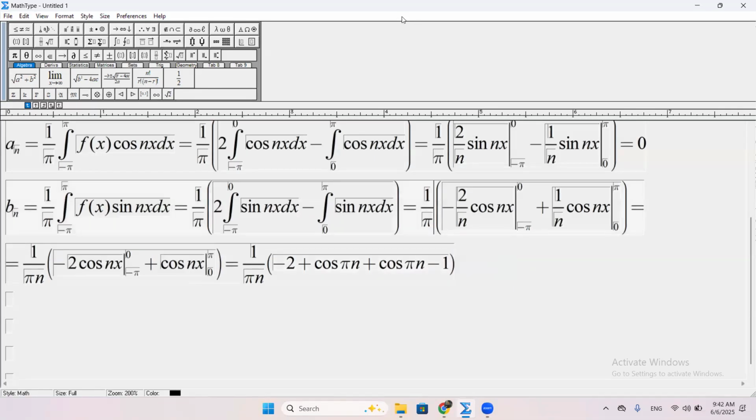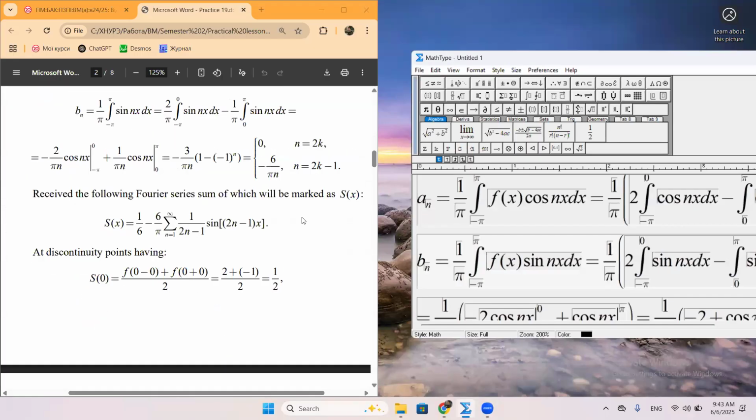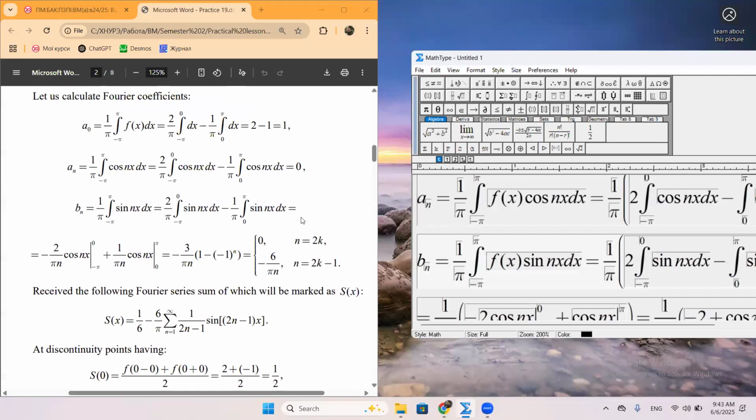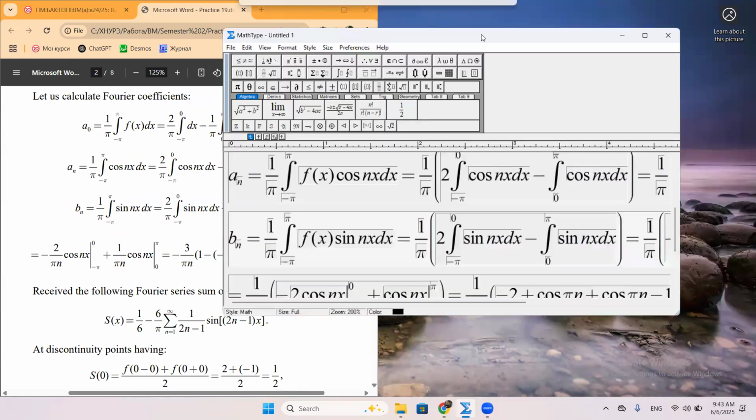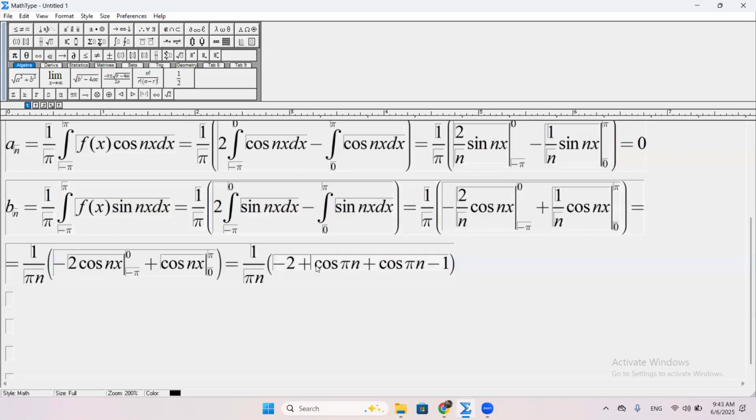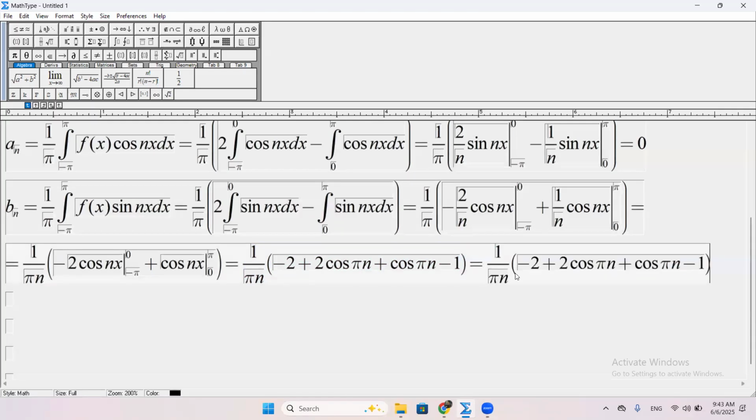Okay, let me check. Something went wrong. Yeah, I forgot 2 here, so everything is good now. So now, we have the following expression: 3 cosine of Pn minus 3.